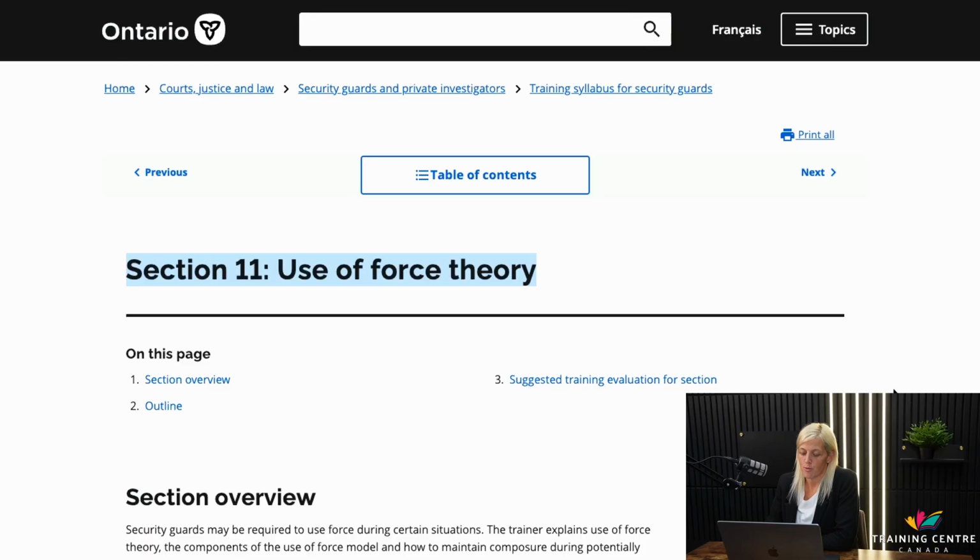Hi there, I'm Whitney Smith, and we are going through the Ontario Security Guard training syllabus, looking specifically through the various sections so that you know what to expect in each section. So now we're going to talk about Section 11, Use of Force Theory.